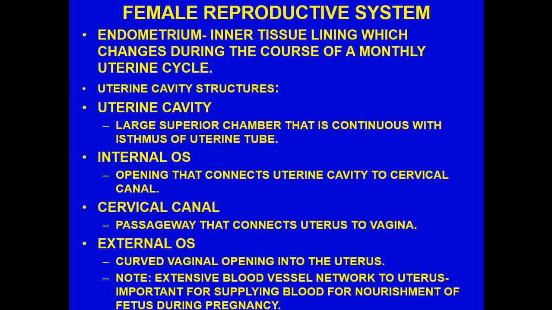The uterine cavity structures. Well, there's a large superior chamber called the uterine cavity, and it's continuous with the isthmus of the uterine tube. We have the internal os, that's the opening that connects the uterine cavity to the cervical canal. The cervical canal is the passageway that connects the uterus to the vagina. And then we have the external os, which is this curved vaginal opening into the uterus.